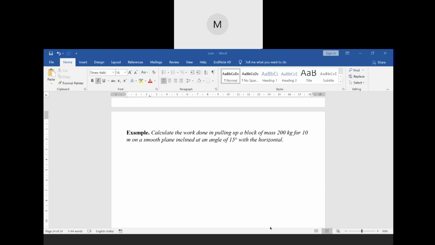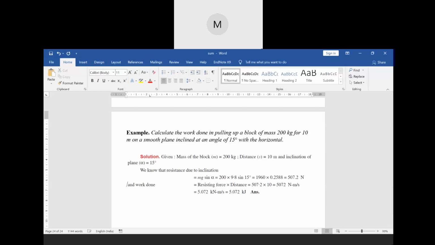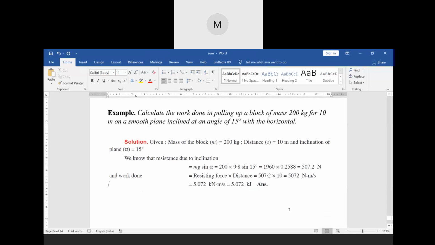Okay. So let us discuss the numerical now. Can you see the answer? Yes, sir. So many of you got it in joules. So it's correct. If you get it in joules or in kilojoules, it doesn't matter. It's correct only. If you get it in joules, it will be 5072 point something joules. And in kilojoules, this is the answer. This is how it is being sorted out.